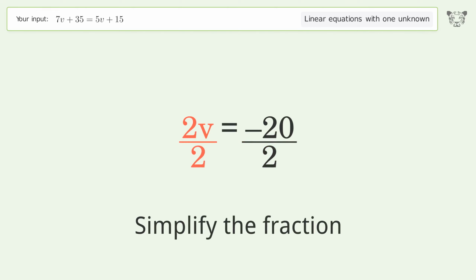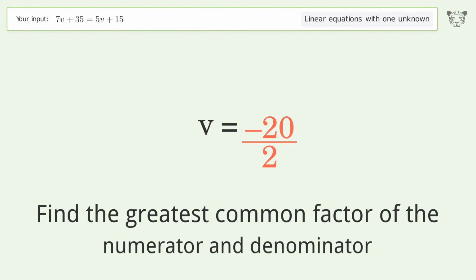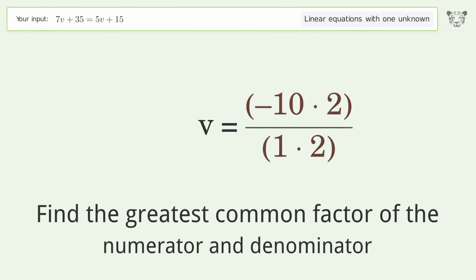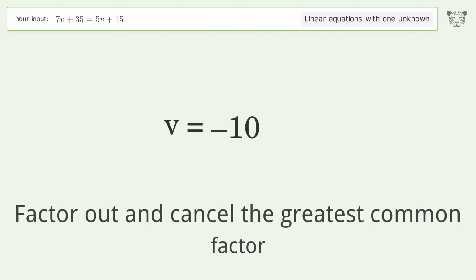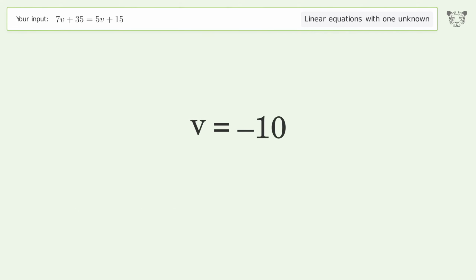Simplify the fraction. Find the greatest common factor of the numerator and denominator. Factor out and cancel the greatest common factor. And so the final result is v equals -10.